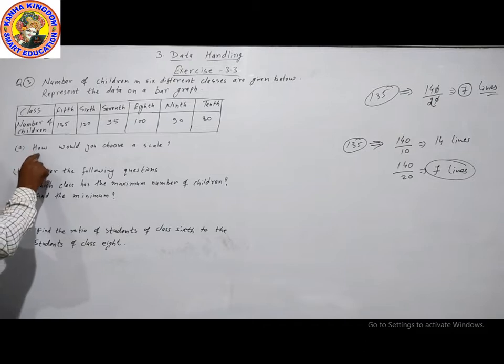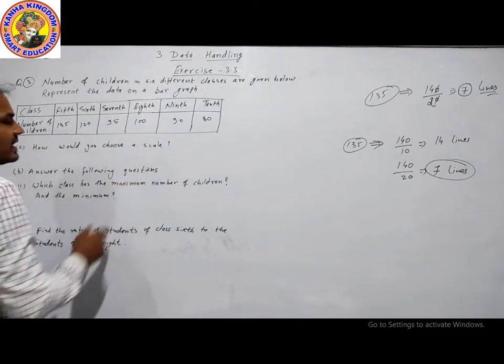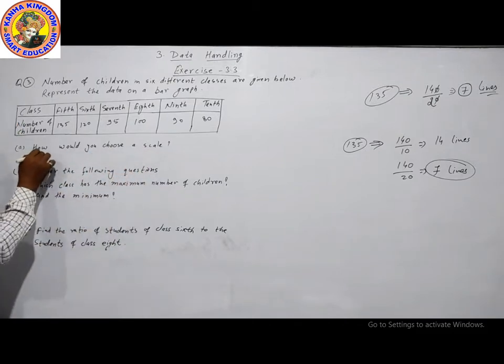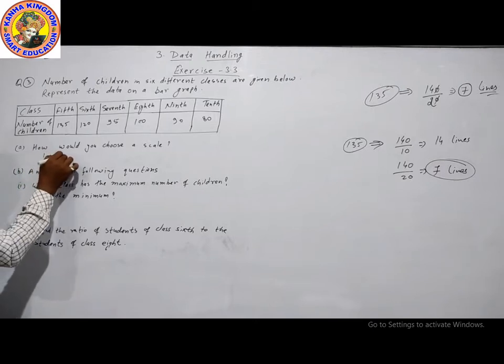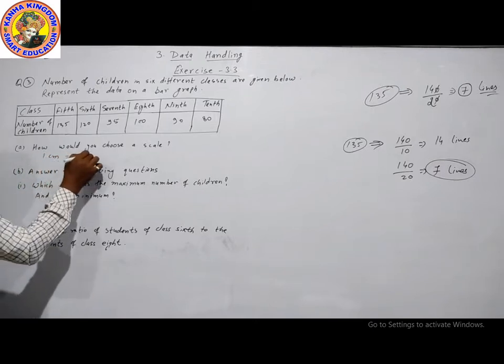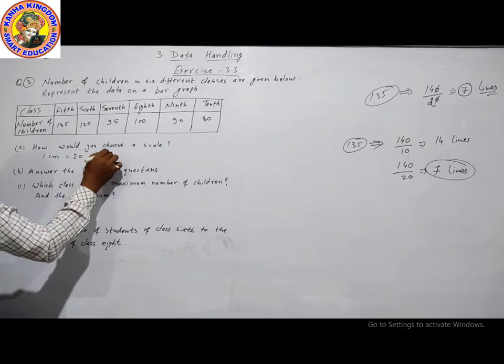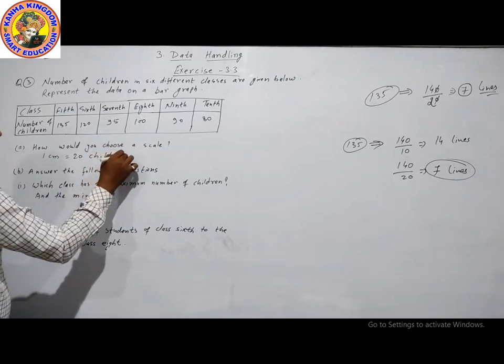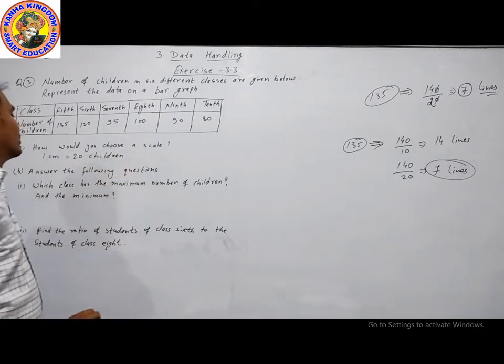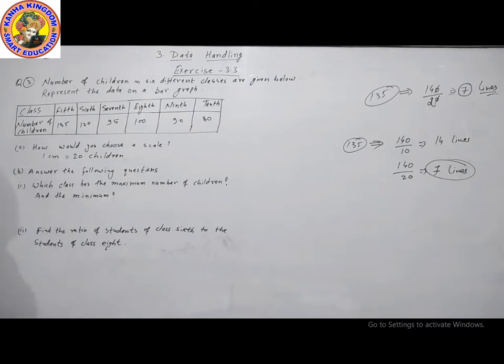Question number first, how would you choose a scale? 1 centimeter is equal to 20 children. Now answer the following questions. Which class has the maximum number of children?